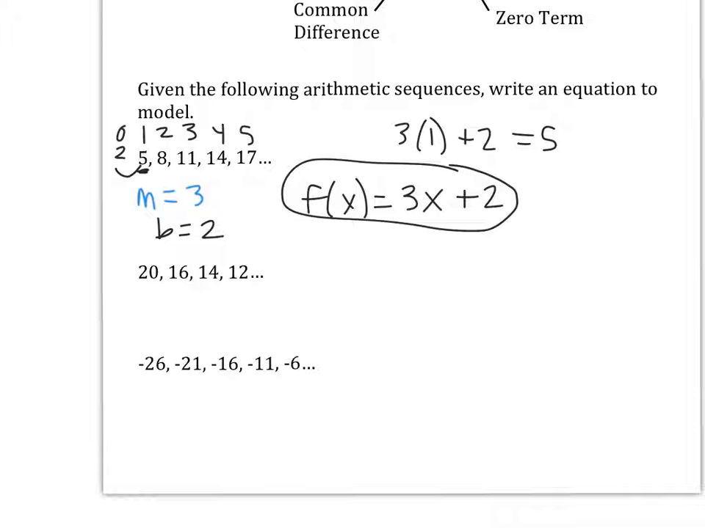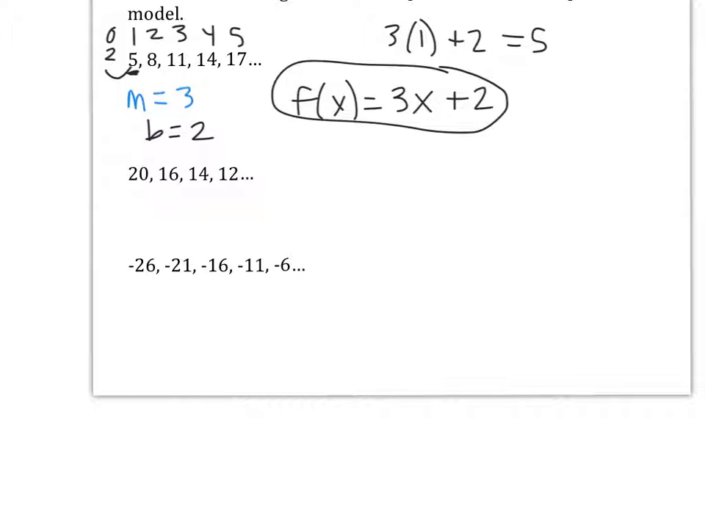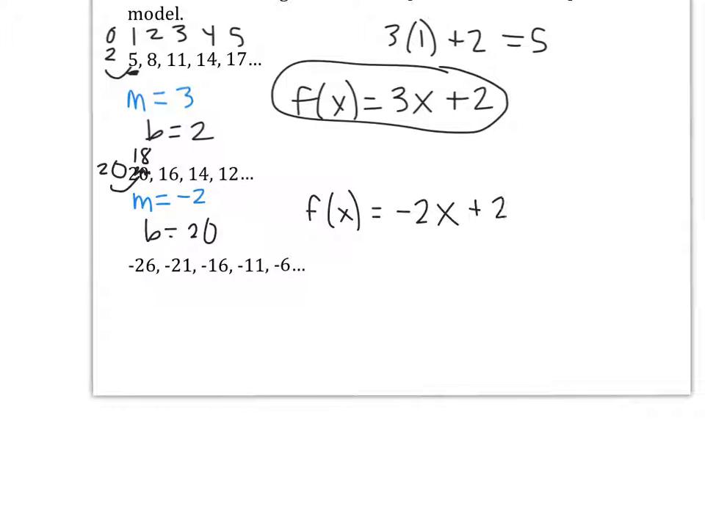Let's try the next one. 18, 16, 14, 12. In between each term, we are subtracting 2 each time, so m equals negative 2. Note: the first number should be 18, typo there. If I work backwards and find my zero term, what minus 2 is 18? Well, that's 20. So b equals 20. With my entire equation, I now have f of x equals negative 2x plus 20. That would be the arithmetic sequence for that set of numbers.